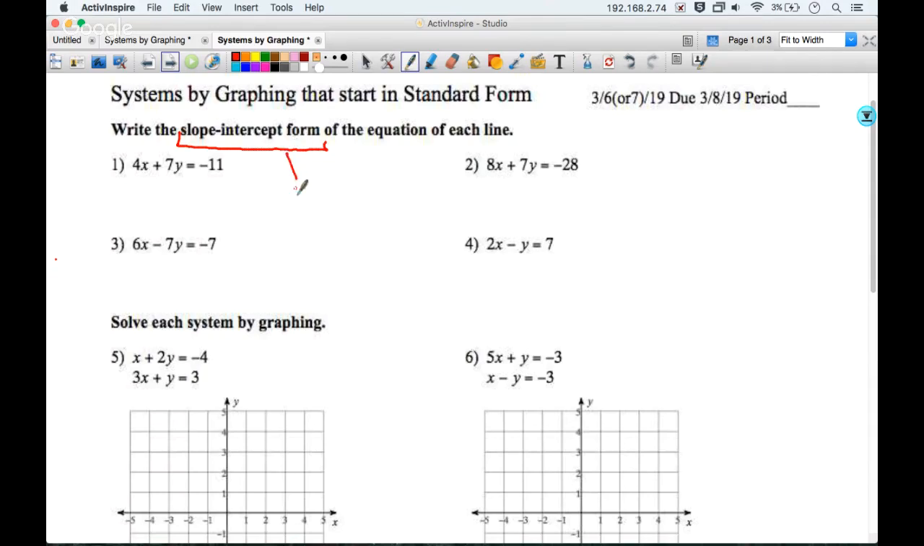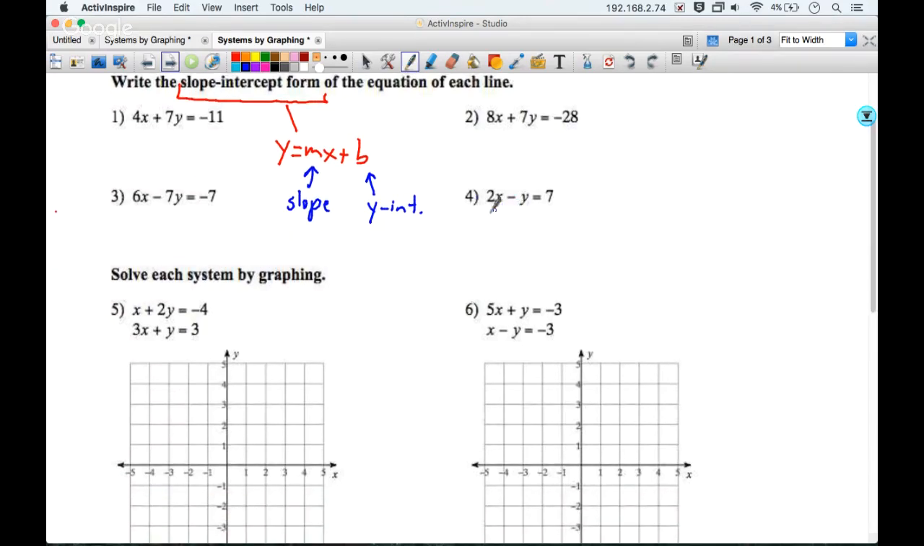Slope-intercept form. That is y equals mx plus b. And it's named really appropriately. This m here is the slope. This b right here is the y-intercept. This form is really easy to graph from because it's got a slope and a y-intercept. So if I can convert these into slope-intercept form, it'll just be much easier to graph.